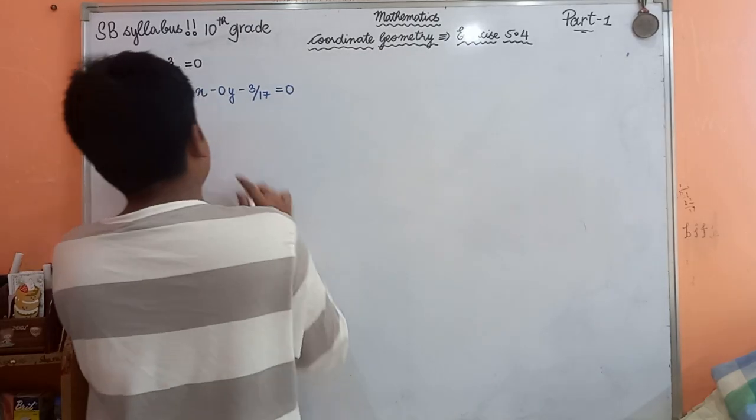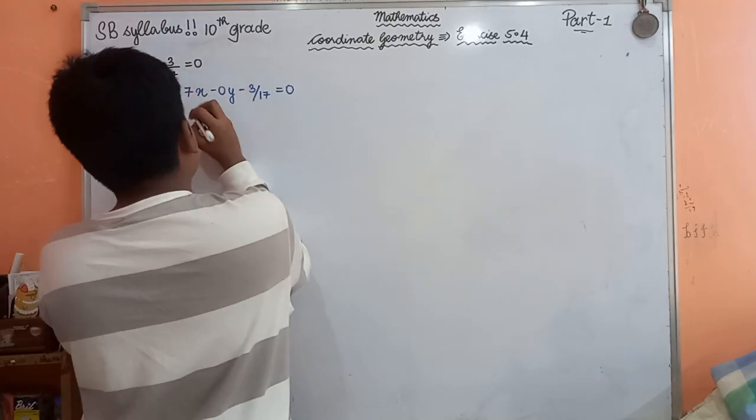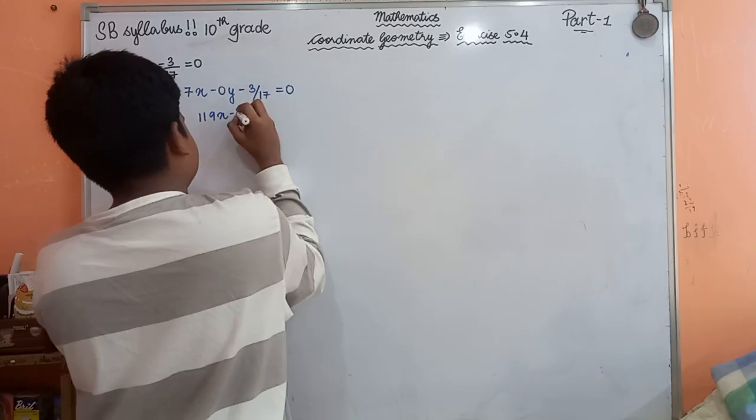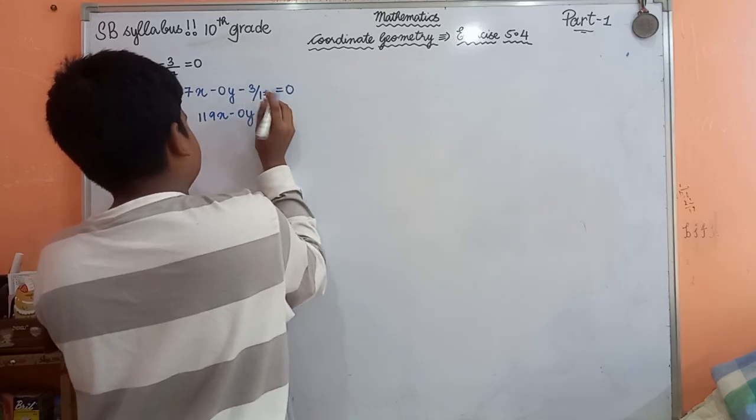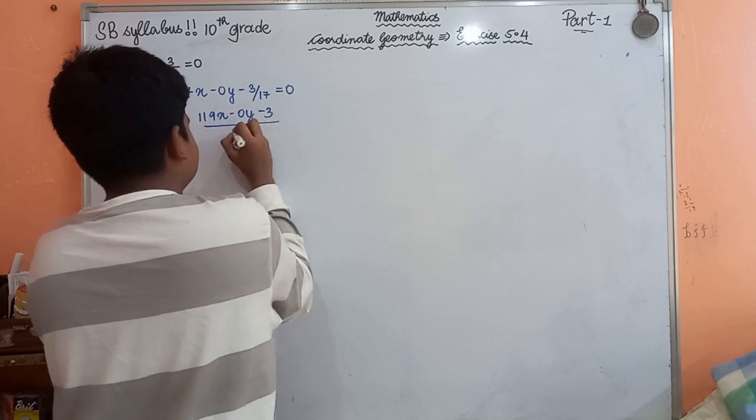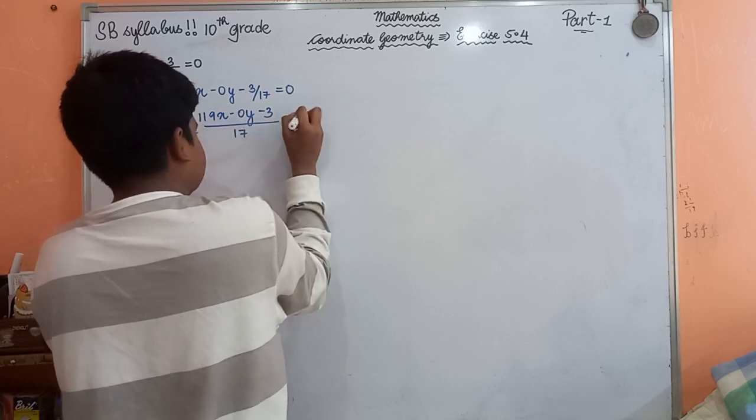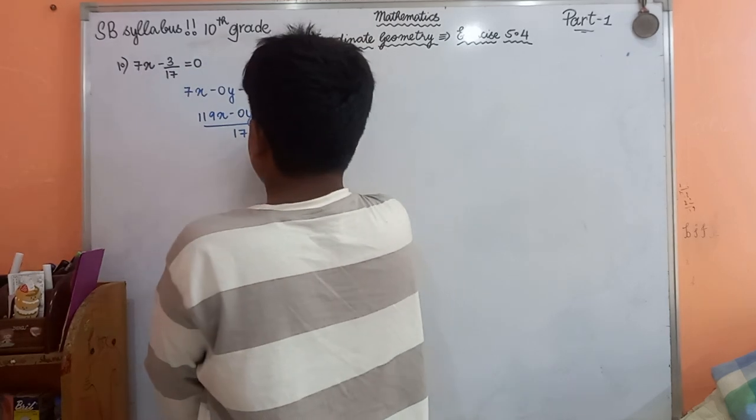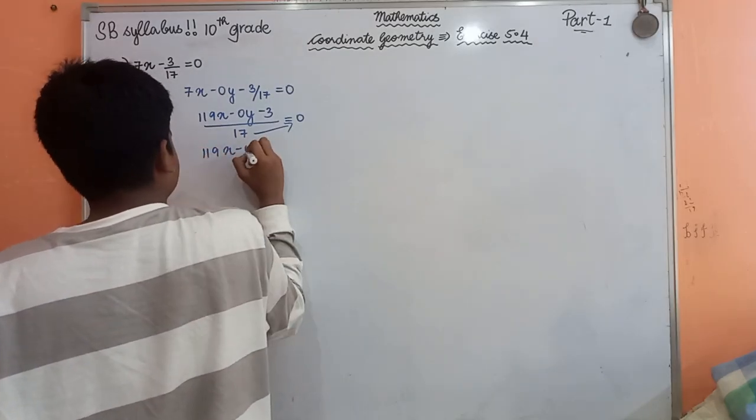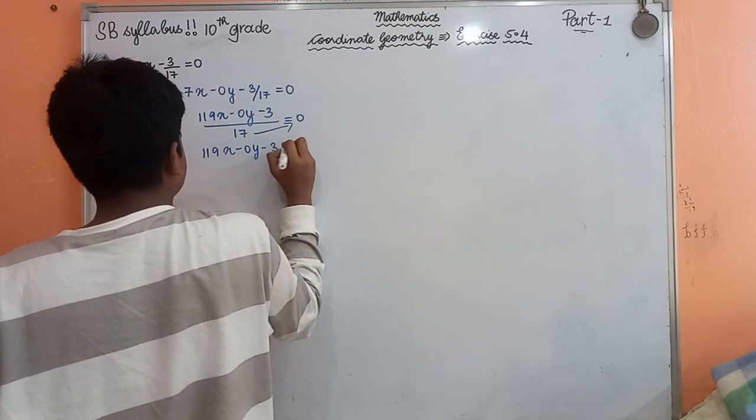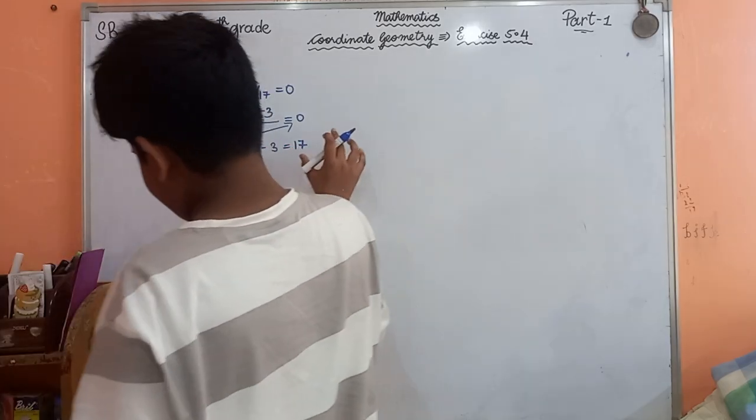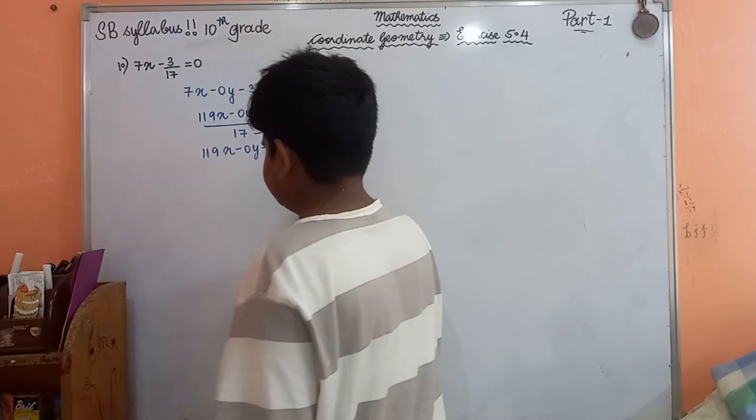So 17 times 7 is 119, so 119x, and 17 times 0 is 0y. The fraction form won't apply, so it's just minus 3 is equal to 0. So I get 119x minus 0y minus 3 is equal to 0. And this is the equation over here.